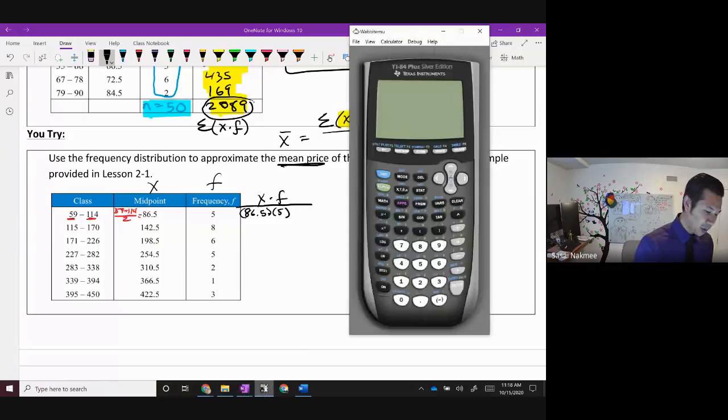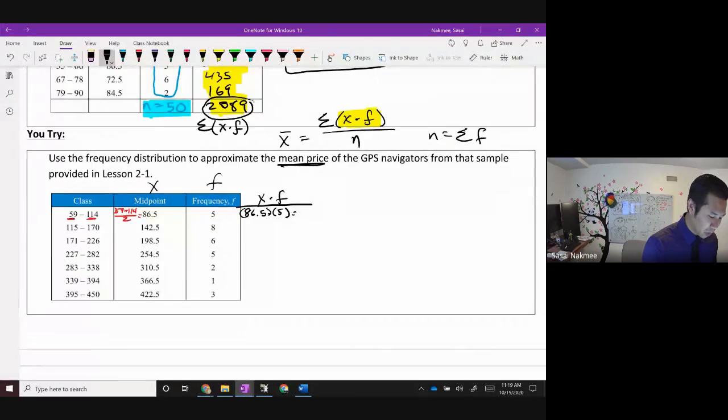86.5 times 5. Go into your calculator and type that in. 86.5 times 5, and you get 432.5. If you guys already got the 432.5, awesome job. Keep up the good work. 432.5 is that first one right there.